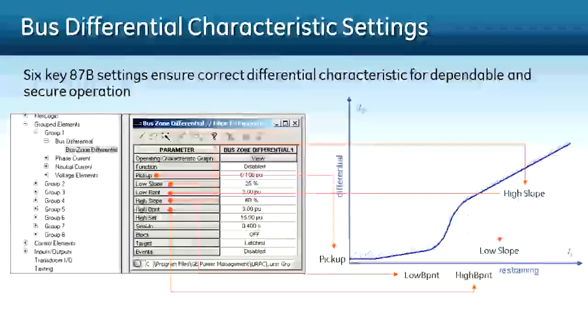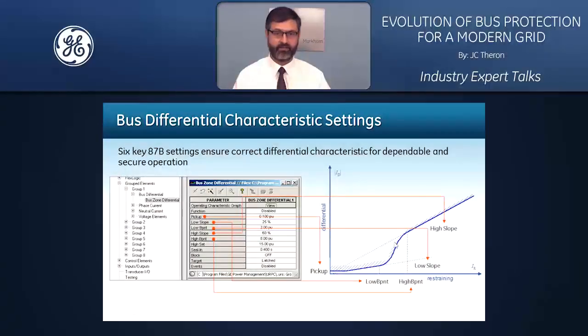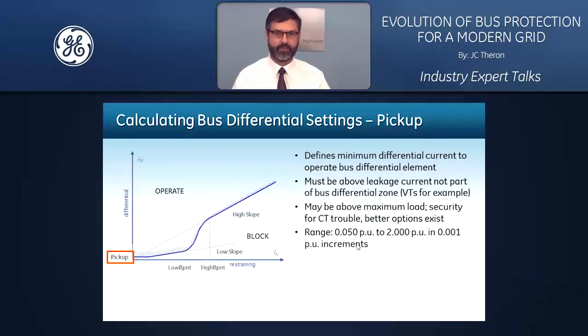In the next couple of slides, we'll have a look at the bus differential characteristic settings, specifically focusing on 6 crucial settings that are important to define the differential characteristic. The first setting is just referred to as the pickup, or also called the minimum pickup, which defines the differential current the bus differential element will operate at.